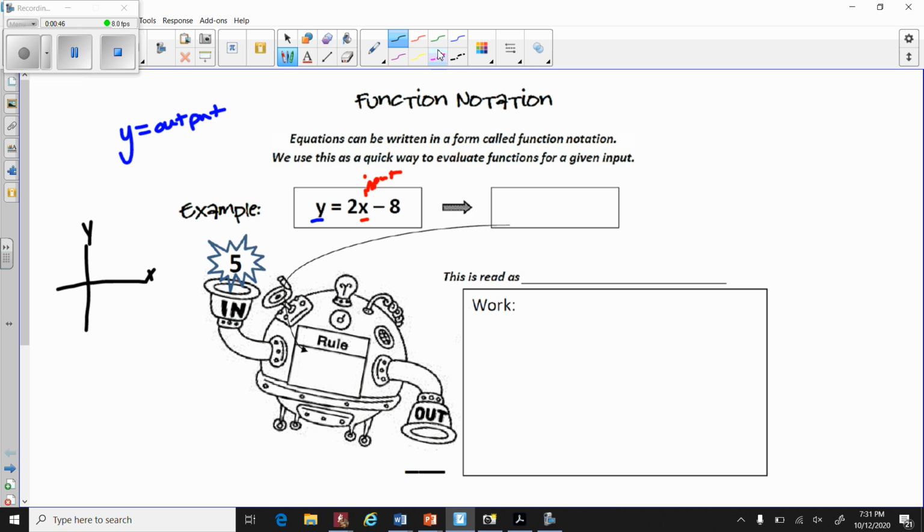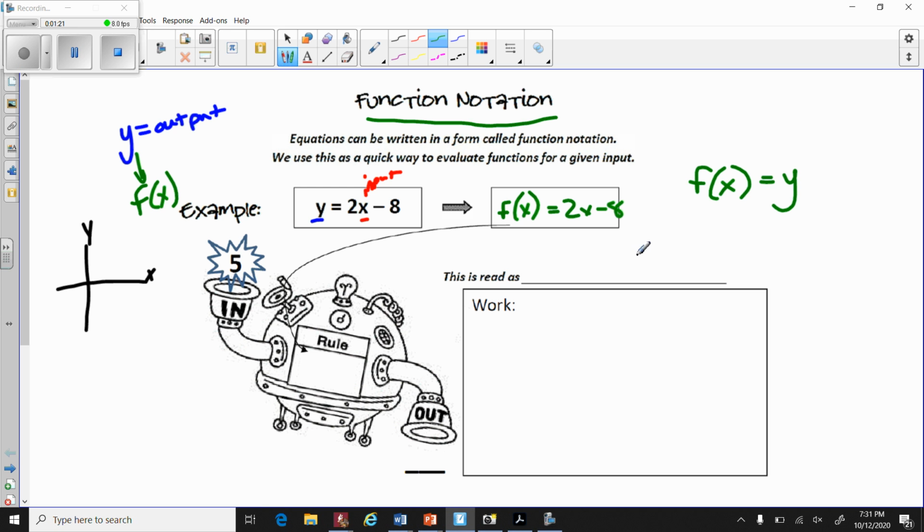And so one of the ways that we'll start writing is in function notation. It's nothing different except for saying that now y is going to look like this: f of x. f of x is equal to, and nothing else changes. So if you want to write this down in your notes, f of x is the same thing as y, or output. f of x.